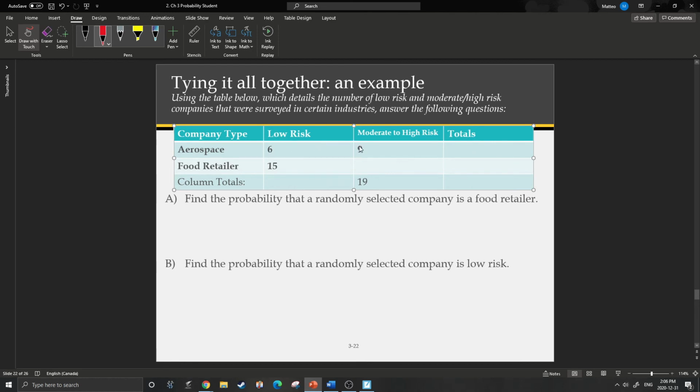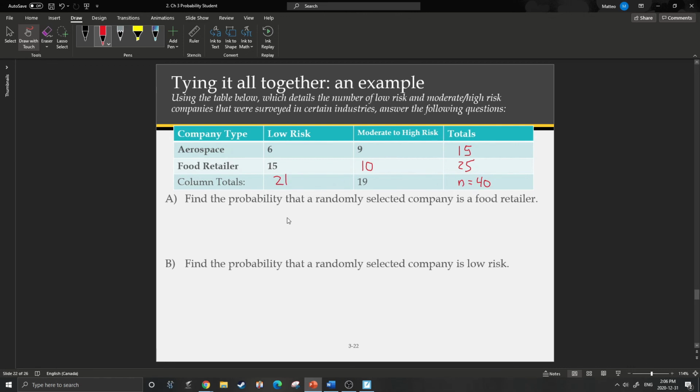If there's 6 low risk and 9 moderate to high risk, then in total we surveyed 15 aerospace companies. As far as food retailers go, we don't have this total, so we can't figure it out from here. But if you look at this column, I know that this is the column total, 19. So if there was 9 here and there was 19 total, there must have been 10 here. Okay? And then 15 plus 10 is 25, to give me my total N of 40 companies. So in total, I surveyed 40, which would indirectly let me figure out this, or I can just go 6 plus 15 and get 21. 21 plus 19 is 40. There's lots of ways to do it.